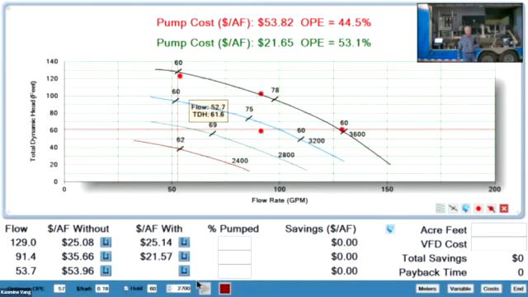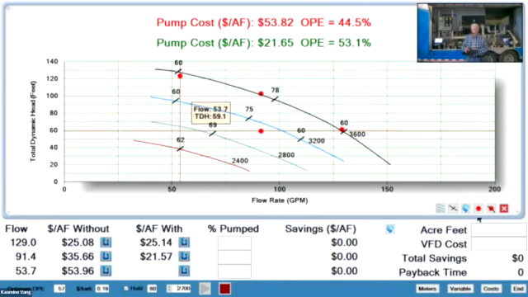Let's see if I went too far. I might have gone too far. There we go. Close enough. It's not going to be perfect, but we'll get close. Oh, I hit it pretty close.